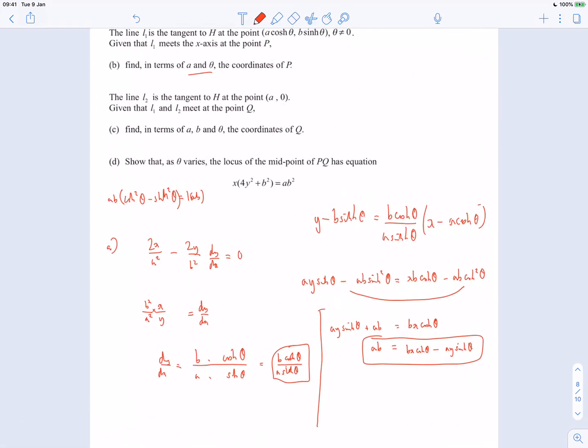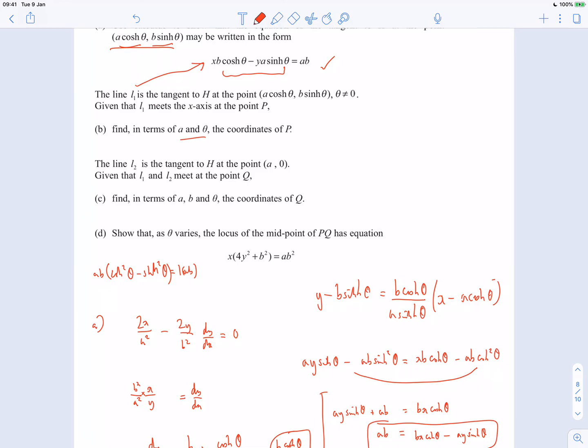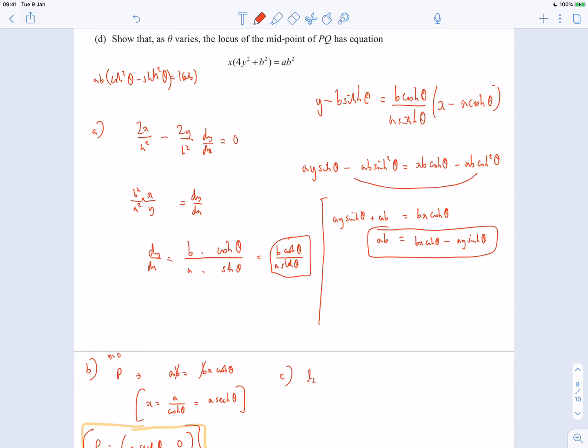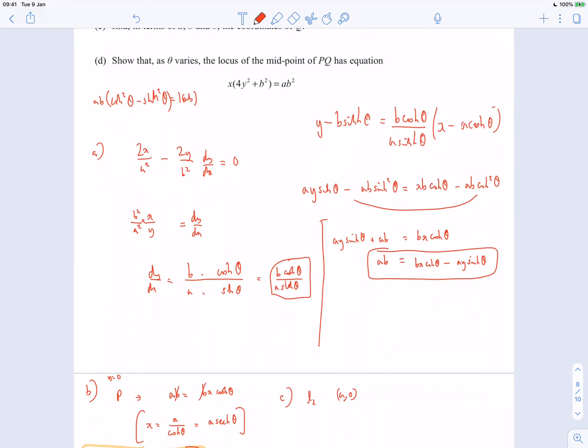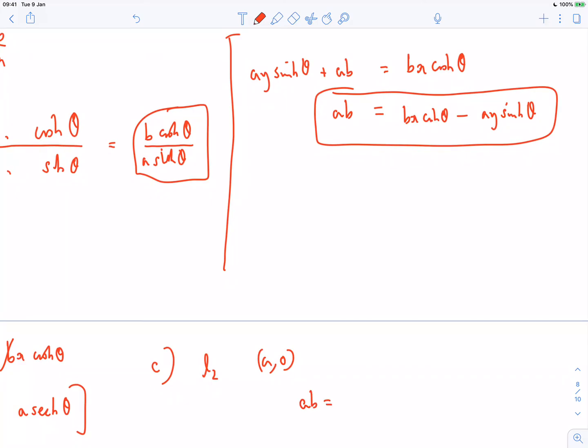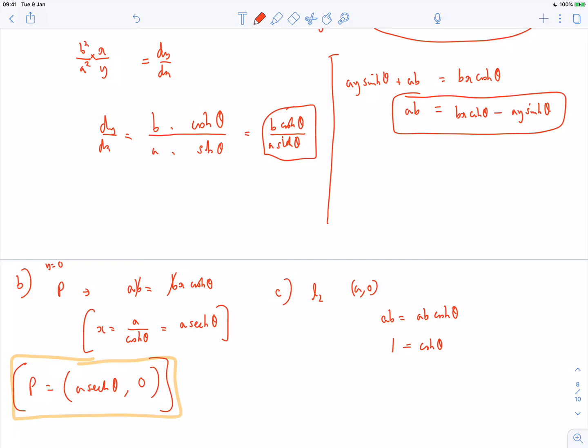Okay, part C. The line L2 is a tangent to H at the point A0. Right, so I'm going to replace X and Y with A. So this is the line L2 and it goes through the point A0. Hold on, L2 is the tangent to H at the point A0. Given that L1 and L2 meet at the point Q. So what is the equation of L2? Well, it would be AB equals BX. Well, that would be B times A, which is AB, cosh of theta, minus, and then Y is 0. Well, obviously that's just when cosh of theta equals 1. So that's a bit weird.